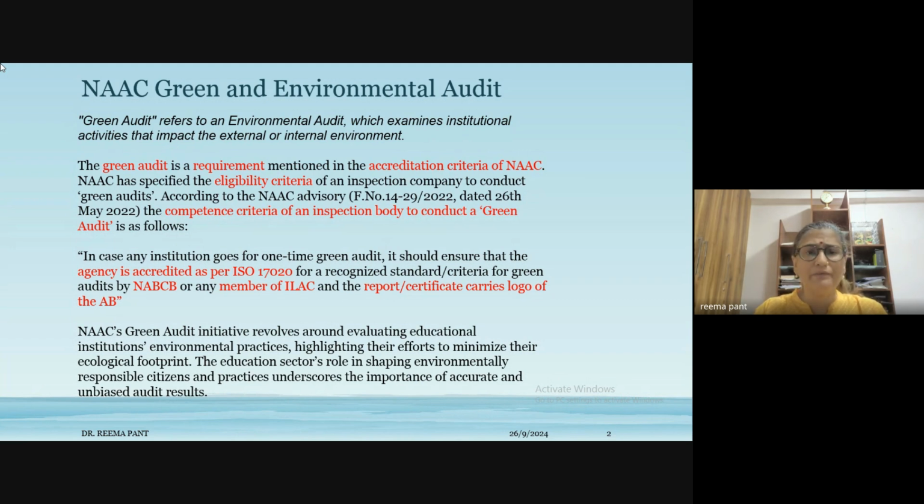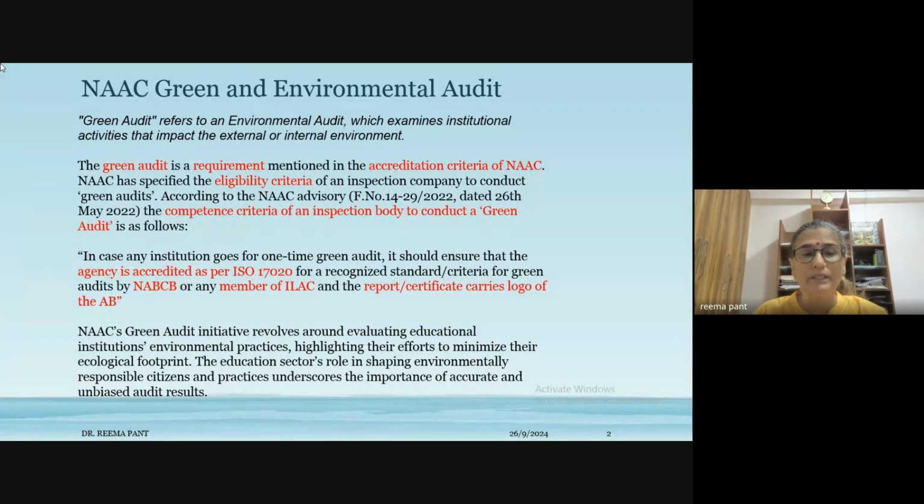What I had to explain, I'm giving you 2 minutes to read this. I'm sure you all know about it, that green audit is a requirement that NAC has specified, and that is according to their advisory, and that is the competence criteria of an inspection body to conduct a green audit. So it has to be done, and it has to be done as per ISO 17020.